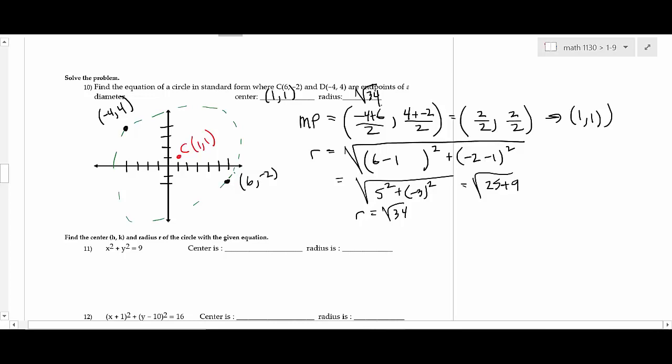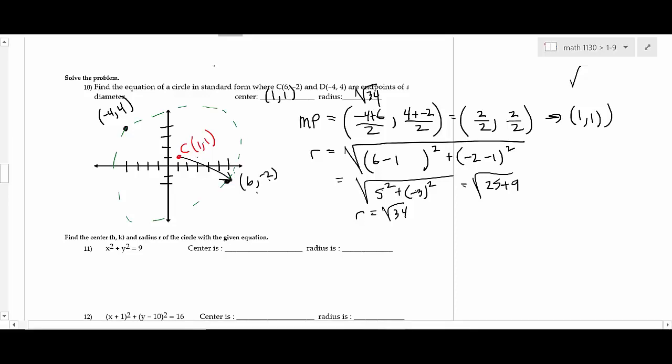All right, now this is what I got on here. So (1, 1), I did the midpoint formula to get that, okay? Then to find the radius, I just found the distance between those 2 points. I did the distance formula. So I did (6 − 1)² plus (−2 − 1)². So that should be 5² plus 3², so that's going to be 34. Does that make sense? Okay.